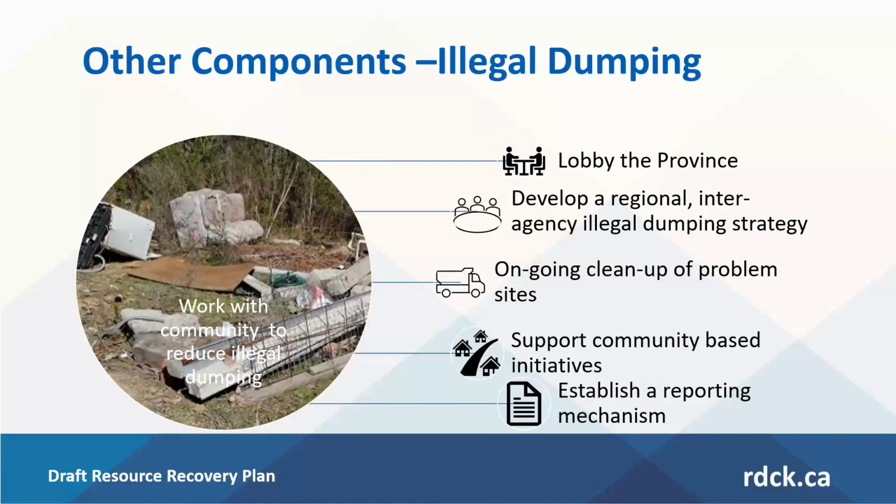Another component of the plan, which is really not a strategy, is illegal dumping. It's working with the community to reduce illegal dumping by lobbying the province to take more action on prevention and enforcement and responding to illegal dumping reports, to develop a regional interagency illegal dumping strategy, to continue the ongoing cleanup of problem sites, to support community-based initiatives, and to establish a reporting mechanism.